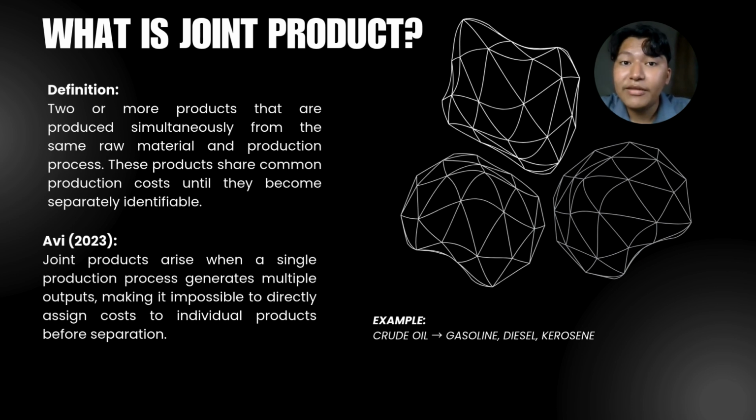Okay, to begin, what are joint products? Joint products are two or more products that are produced simultaneously from the same raw material and production process. In other words, a company uses a single production process and they can obtain multiple outputs at the same time. Because these products are generated together, the production costs incurred before they become separate products cannot be directly assigned to any one product.